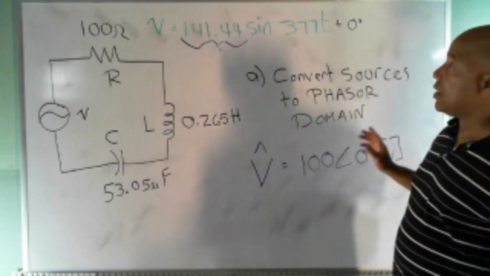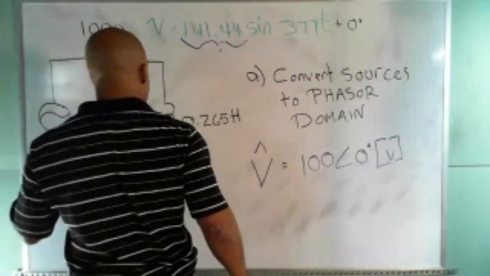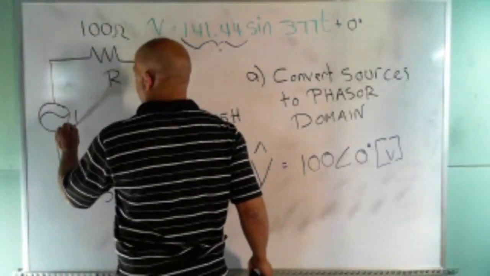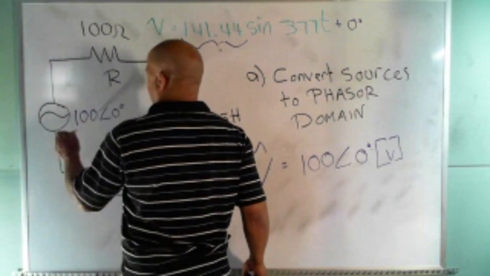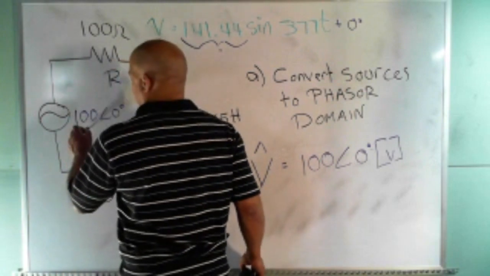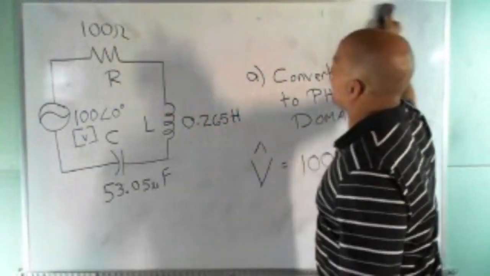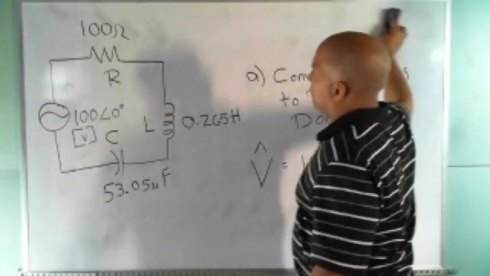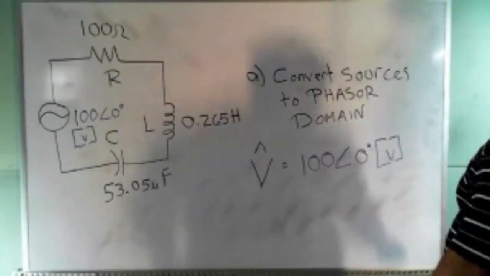So I can get rid of this and show it as 100 angle 0 degrees. My units are volts. You never want to work in the time domain; you always convert it to a phasor. All right, so we've done that part.